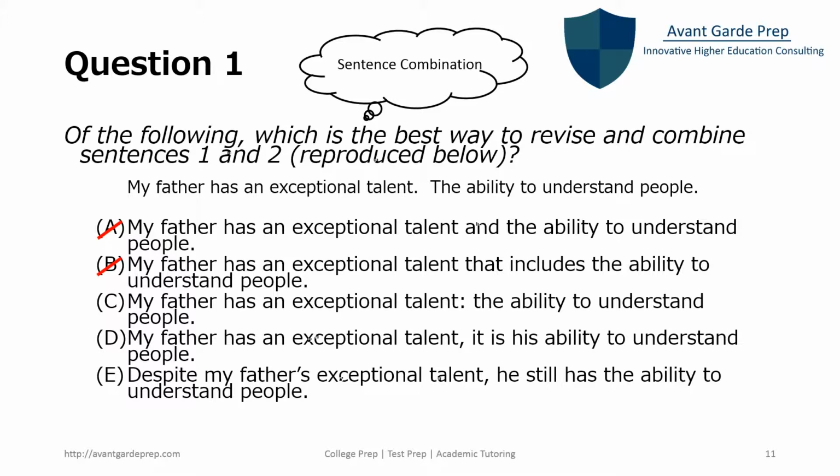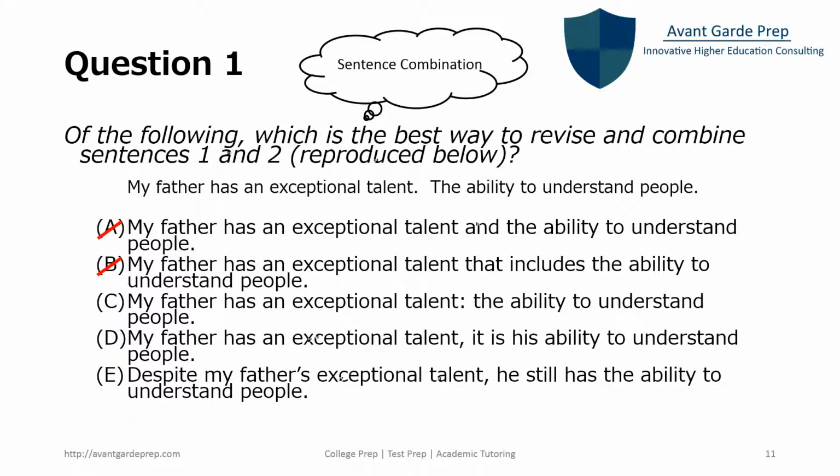So B is out. C, my father has an exceptional talent: the ability to understand people. Okay, so the passage shows that the father's exceptional talent is his ability to understand people, and because sentence 2 is a fragment, sentences 1 and 2 have to be combined, and the use of the colon to join them corrects the error of the original and signifies that the father's talent is his ability to understand people. So C sounds good. Let's look at D and E just to be sure.